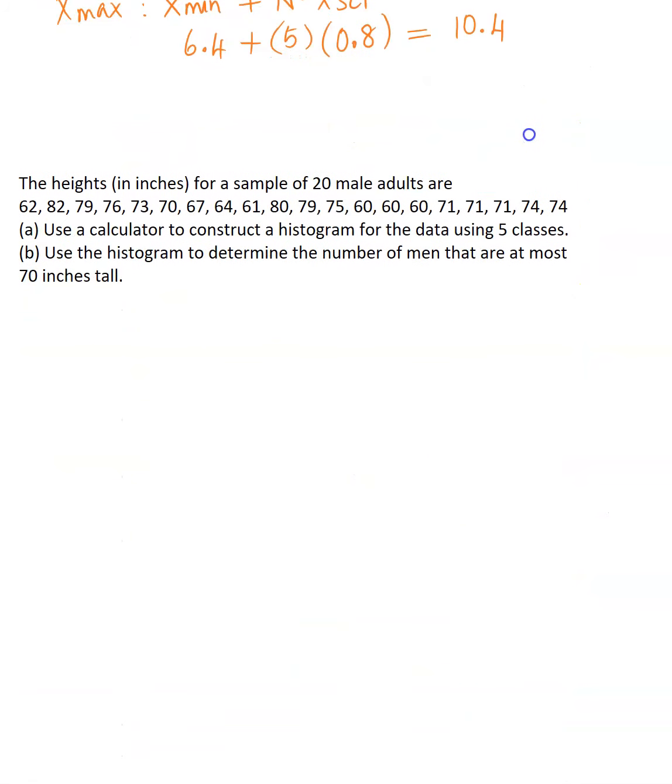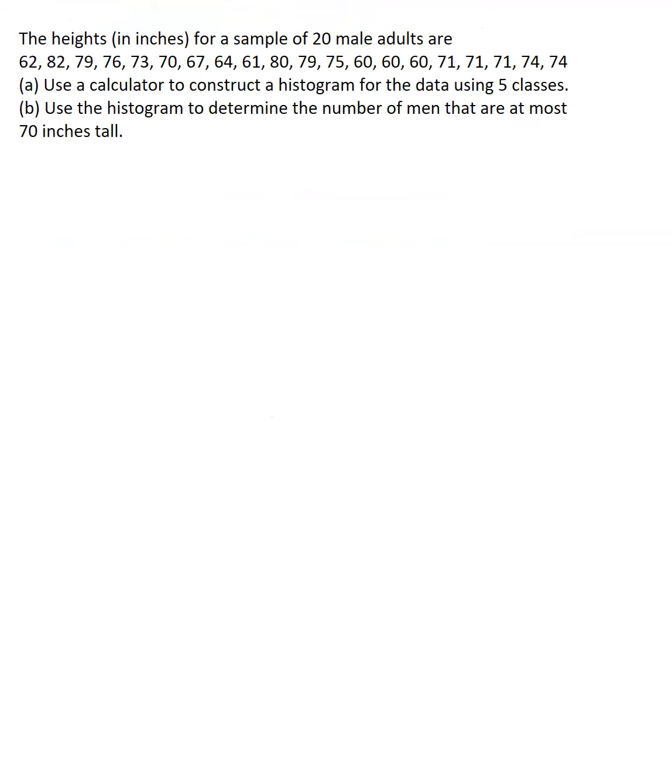Okay. So here we go. The problem says that the heights in inches for a sample of 20 male adults are this. Okay. Use a calculator to construct a histogram for the data using 5 classes. 5 classes are the most popular, reasonable number of classes we usually like to have. So that's part A. Part B says use the histogram to determine the number of men who are at most 70 inches tall.